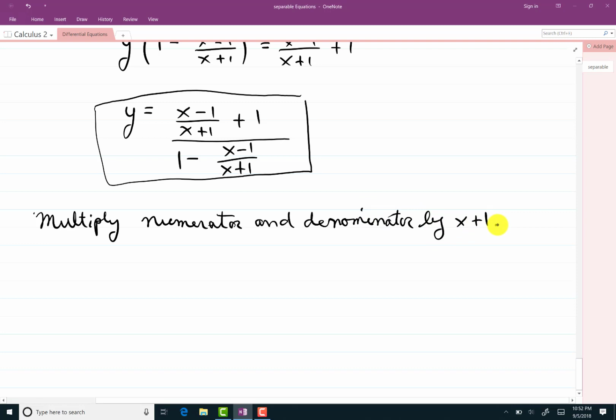What are we going to get? y equals, when I multiply the numerator by x plus 1, I'll clear out this fraction and I'll be left with an x minus 1. But then I'll have plus x plus 1. In the denominator, I'll have x plus 1 minus x minus 1.